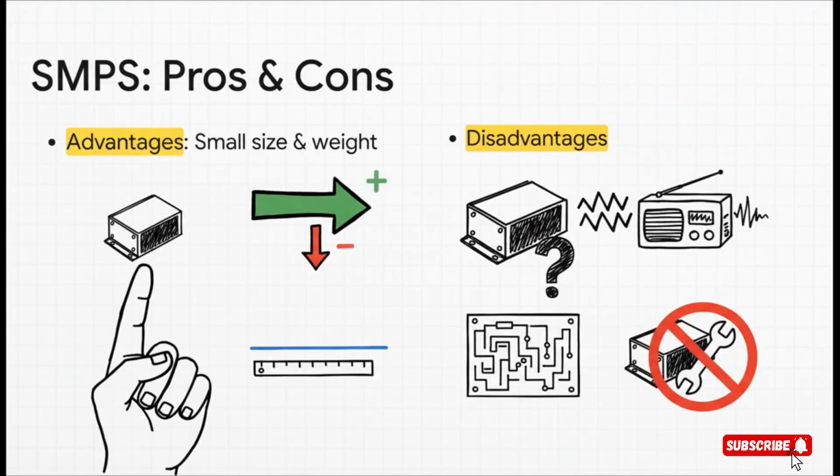And this brings us to the trade-offs, because there's always a trade-off, right? The good stuff is obvious. They're small, light, and really efficient. But that high-frequency switching is a double-edged sword. It can create a lot of electrical noise, or EMI, which can mess with nearby radios or sensitive equipment. And because they're so complex, they've got more parts that can fail.